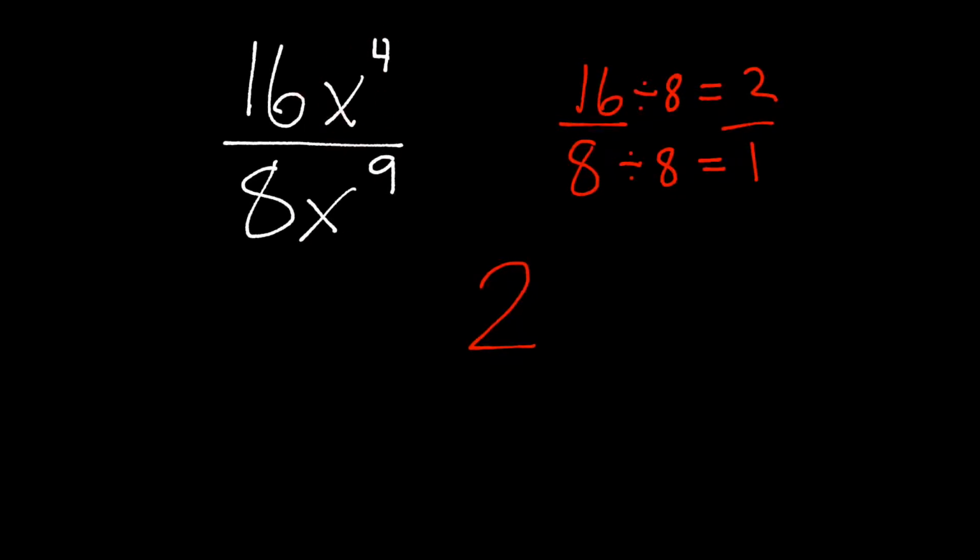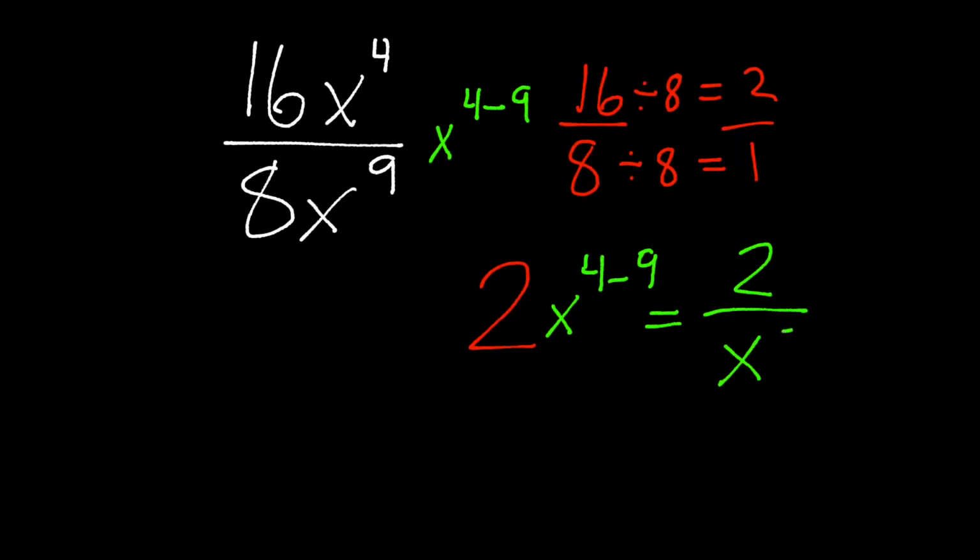Now let's look at our variables. Do they have the same letter? Yes, they do. So, just like before, we've got them in a fraction setup. We've got x to the 4th over x to the 9th. So we are going to do our subtraction with our quotient of powers property again. This would be x to the 4th minus 9. And what's that going to become? That's going to become 2 over x to the 5th.